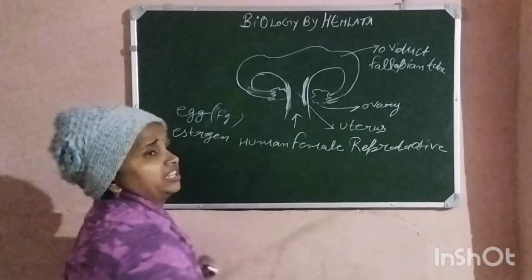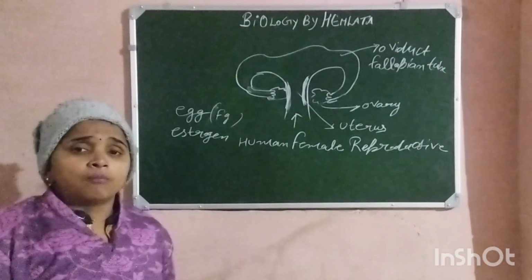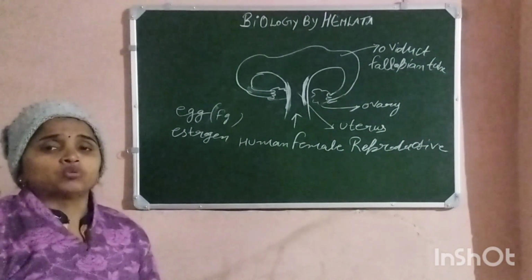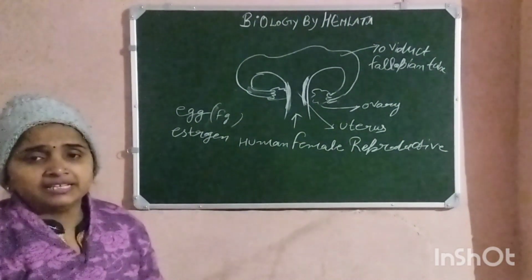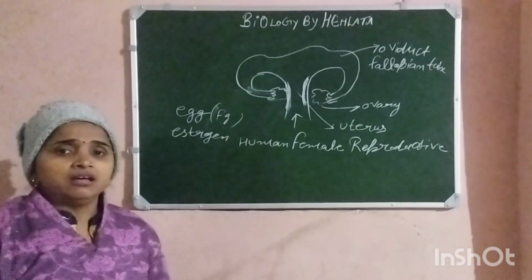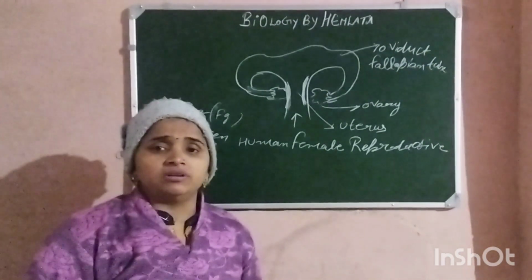Both will break, the egg and the uterus wall, and be released from the body in the form of blood. It will repeat after every 28 to 30 days in the human female system. Before the pause stage, the proper stage is there. Pause stage means when MC will stop.